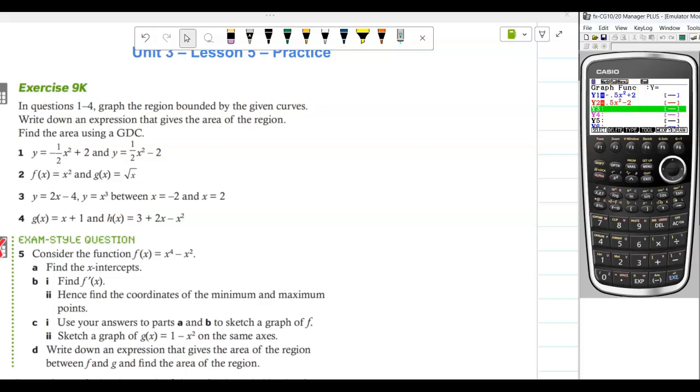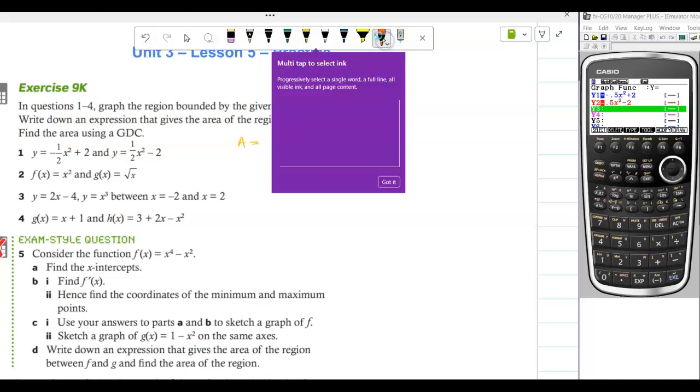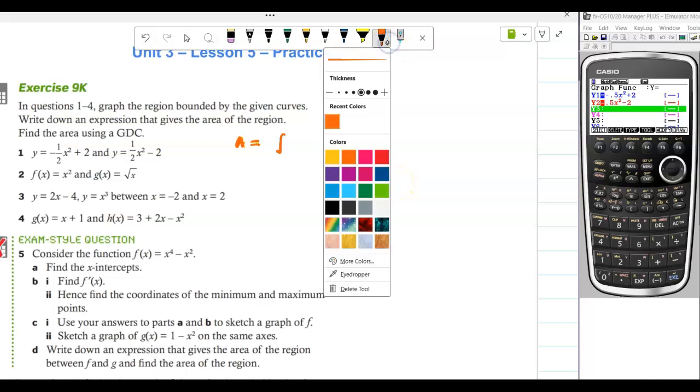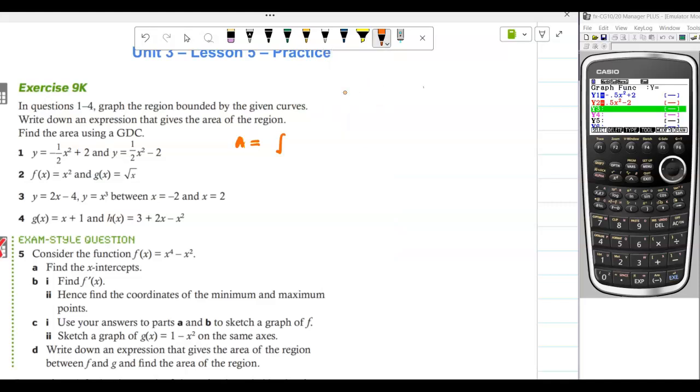So what you have to do is, the area is equal to the integral. What's my lower? Lower is red, half x square minus 2. Upper is blue, half x square plus 2. So upper minus lower.